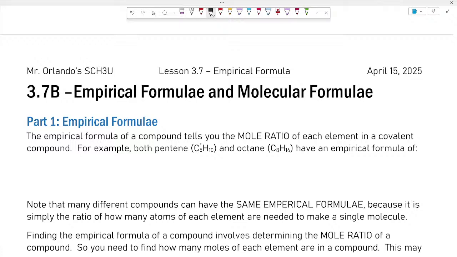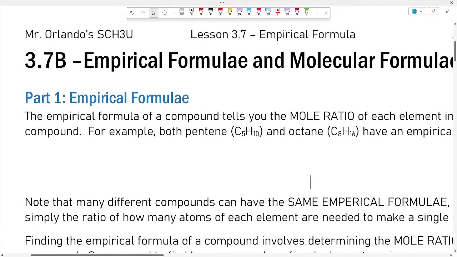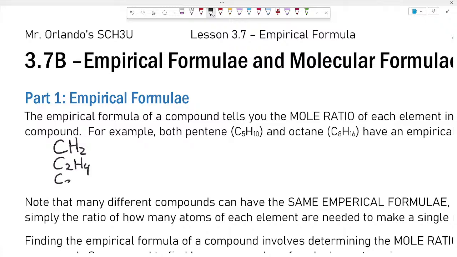And what that means is that C5H10 is not the same thing as C8H16, even though if you notice what is true about both of these. There's half as many carbons as there are hydrogens. In fact, we could write a whole family of things that have this same ratio. CH2 would be the same thing as C2H4, which would be the same thing as C3H6 if they were ionic, but they're not the same thing in covalent compounds. These are all different molecules with very different properties.